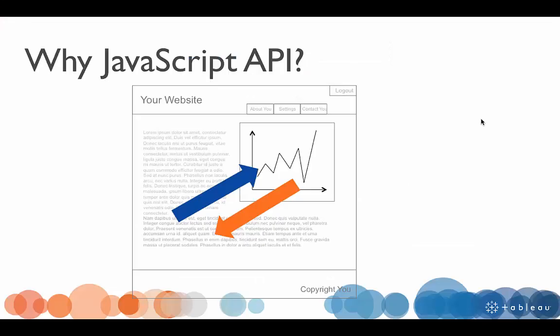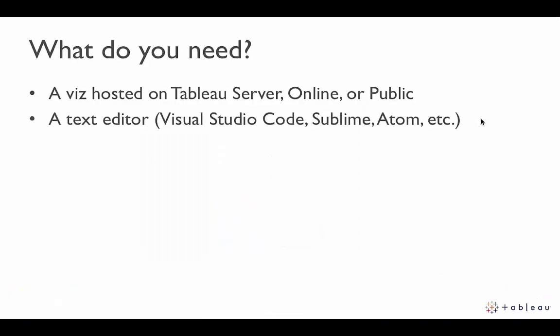So we've seen why people would use the JavaScript API and taken a look at a few examples. Let's talk about getting started with the JavaScript API. What do you need? Well, first of all, you need a Tableau visualization, of course. And this needs to live on Tableau server, online, or public.